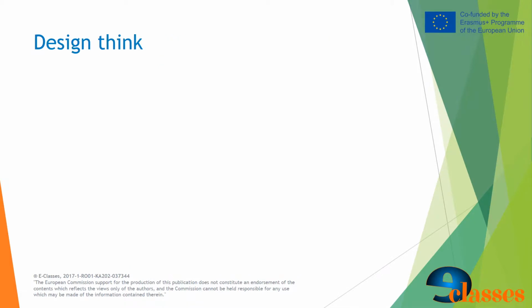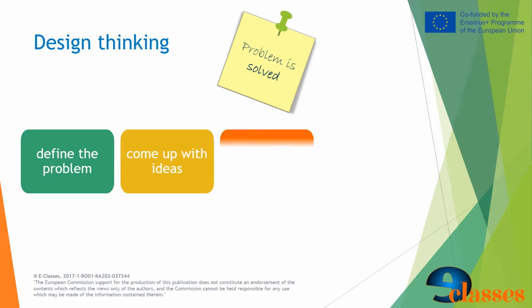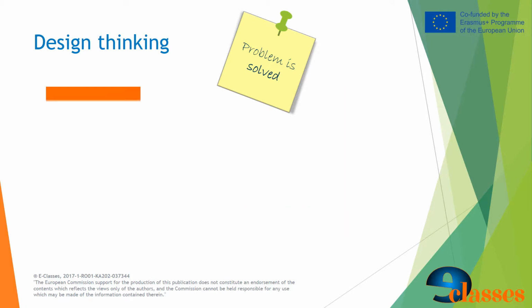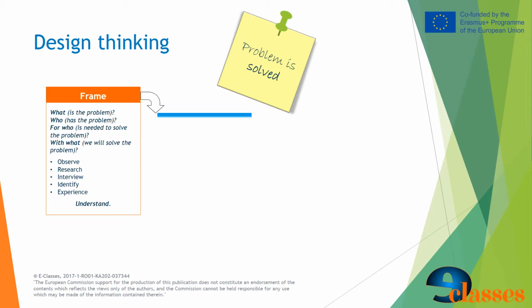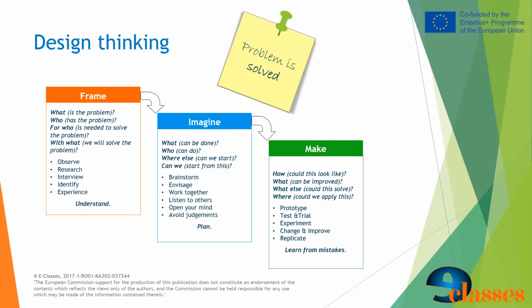Design thinking in the classroom is a new approach in which a problem is solved: define the problem, come up with new ideas, make a prototype and improve the design. This approach is based on creating the frame, in order to understand, then to imagine solutions in order to pick up the best plan, and then to make the prototype, evaluate and learn from mistakes.